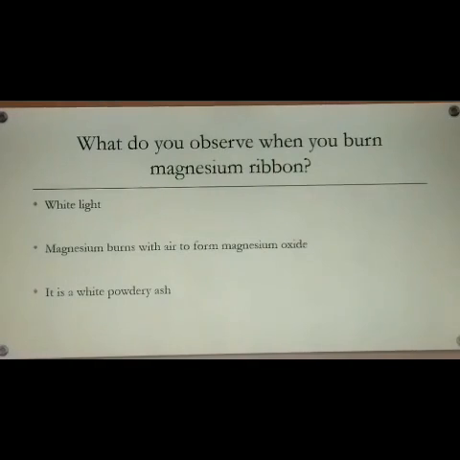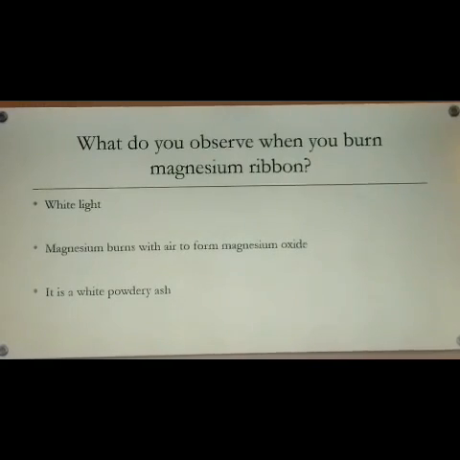Now, what do you observe when you burn a magnesium ribbon? Due to the burning of the magnesium ribbon, it gives out a white light. Hold the burning magnesium ribbon over a watch glass so that the powdery ash formed by the burning of magnesium collects in the watch glass.